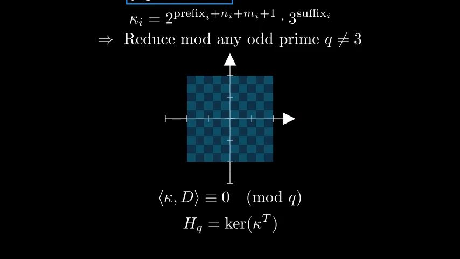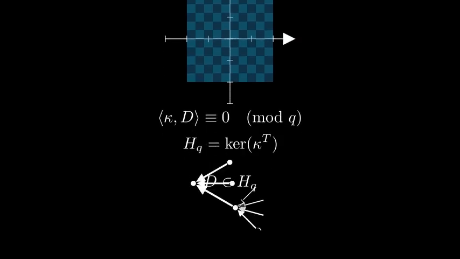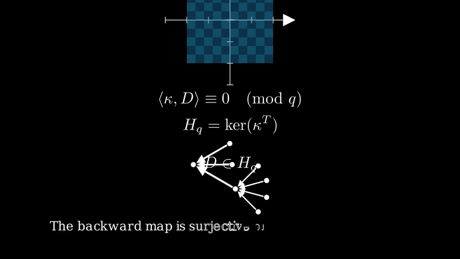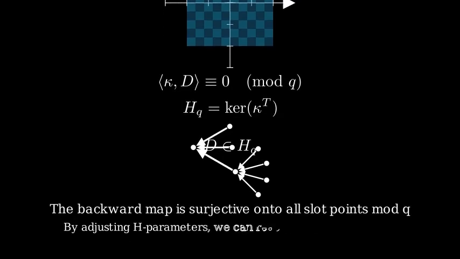Let's continue with slot saturation by backward branching. By stepping blocks backward, choosing the odd cofactor h sub i at 2 adjacent edges, we show the map is surjective onto every slot point mod q. In particular, any d in H sub q can be reached by a finite backward branching path.